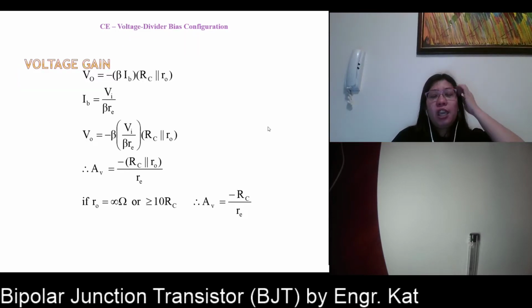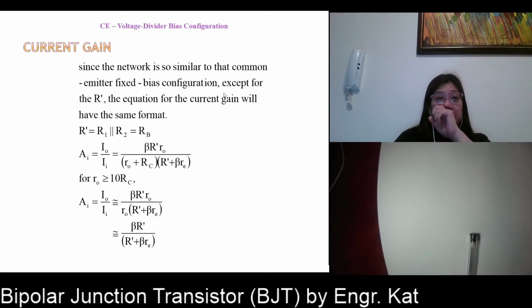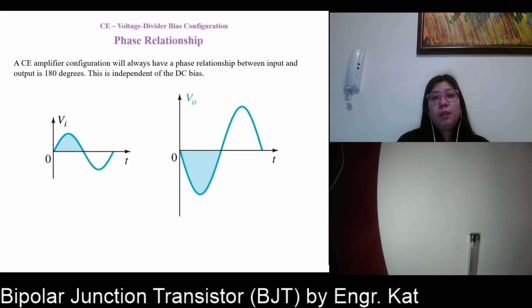So here are the derivations. They are just the same, and since the current gain is very similar to the common emitter fixed bias configuration except for the R prime, the current gain will give us the same format. The phase relationship is the same. Why? Because they are both common emitter, so all common emitter configurations share the same phase relationship.